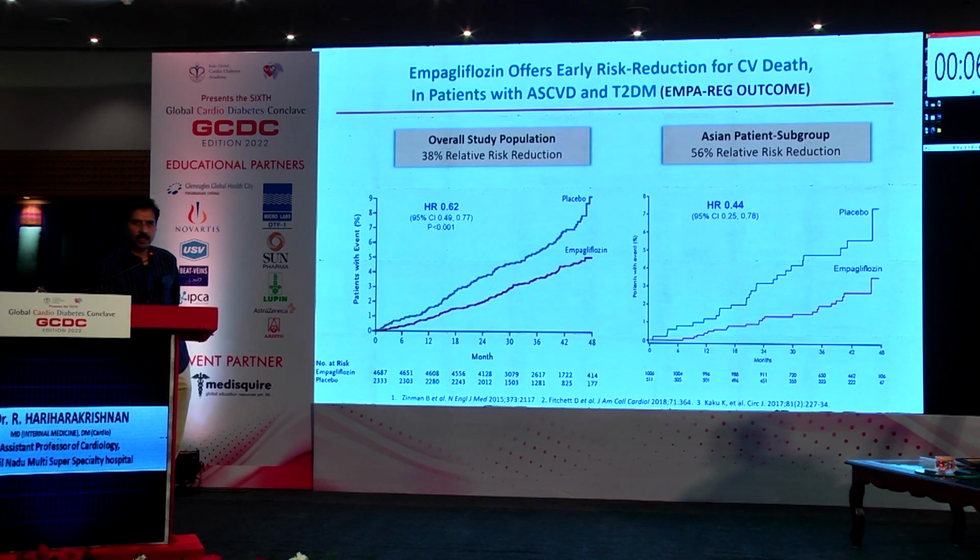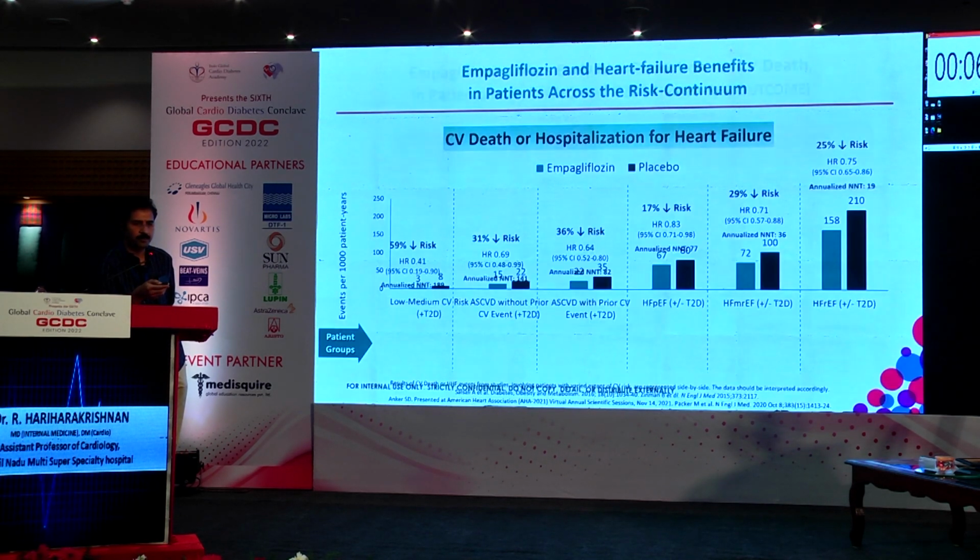So this is a major trial, the EMPA-REG OUTCOME trial, which showed SGLT2 inhibition offers greater cardiovascular mortality reduction and heart failure hospitalization in patients with diabetes and established cardiovascular disease. There is almost 38% reduction in mortality in patients with diabetes and cardiovascular disease. This benefit is more pronounced in the Asian population. In the subgroup analysis, it showed almost 56% reduction in heart failure hospitalization.